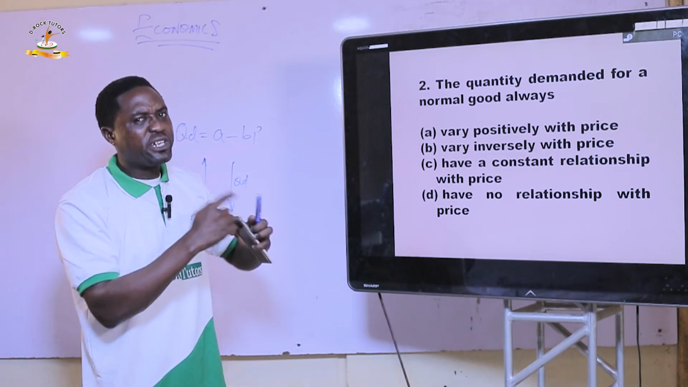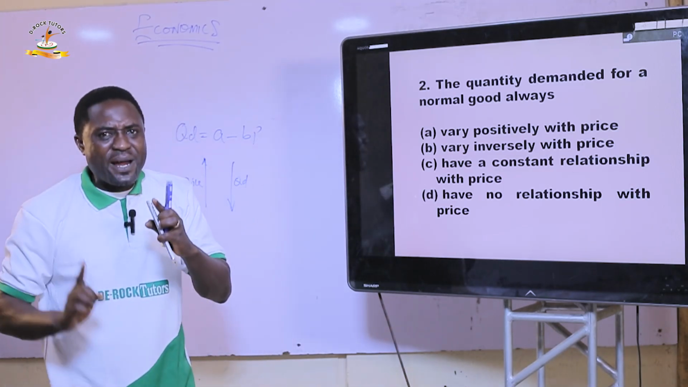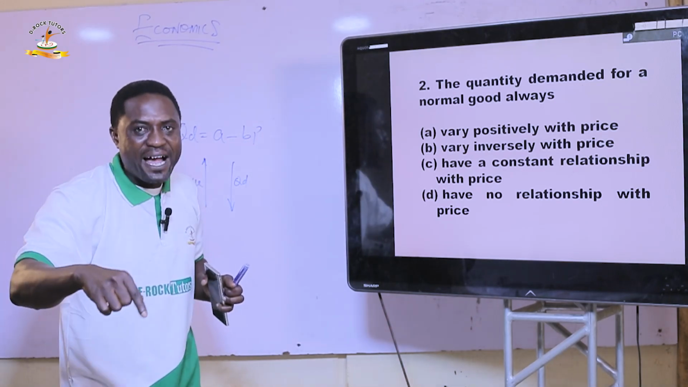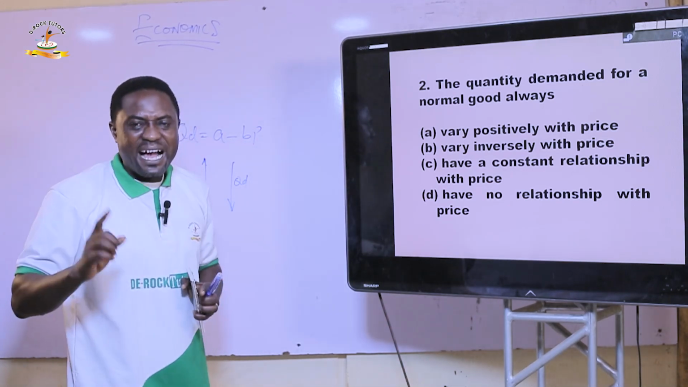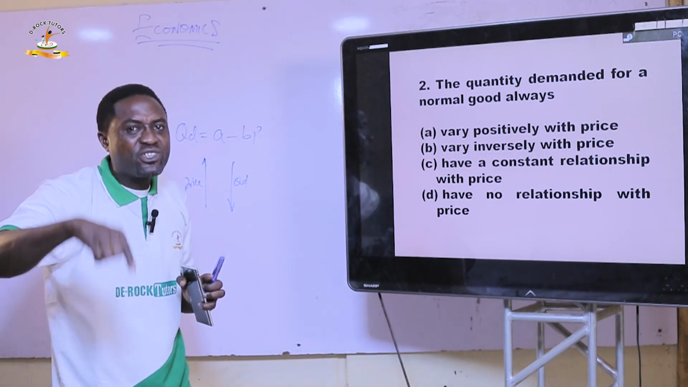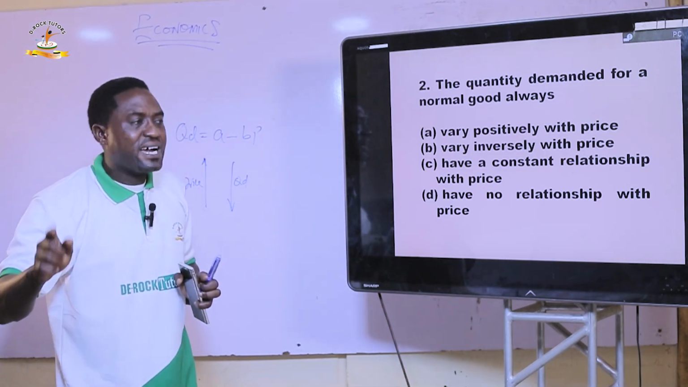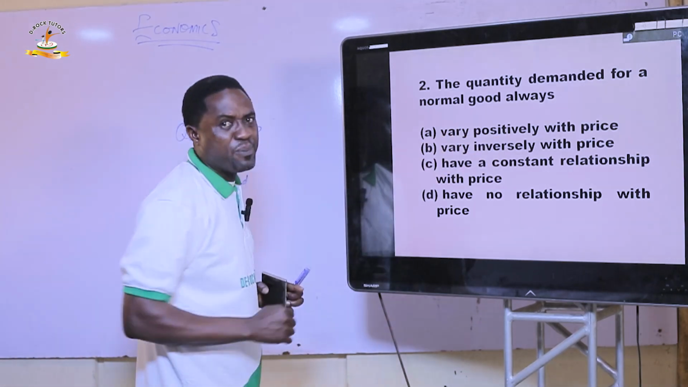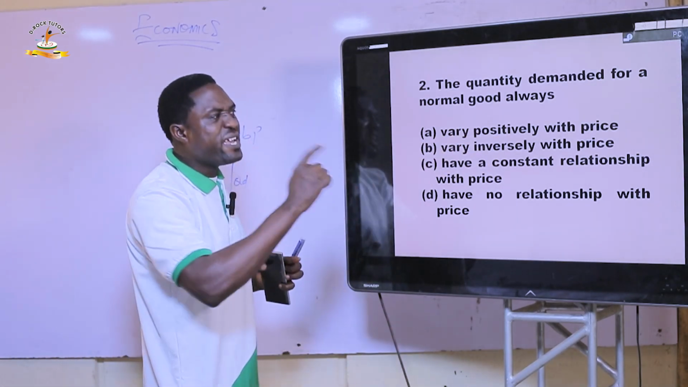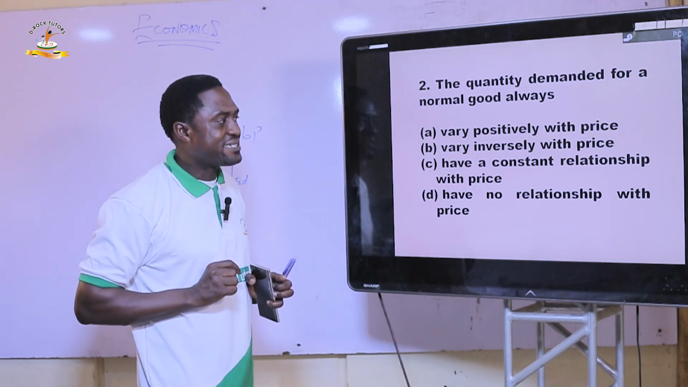But at this point, we are talking about demand. So when the price is going up, what you will be willing and able to buy will drop, because as the price is going up, quantity demanded will drop. So that is why there is an inverse relationship between the quantity demanded and the price. So varies positively with price cannot be the right answer. Then B, varies inversely with price, that is the perfect answer.